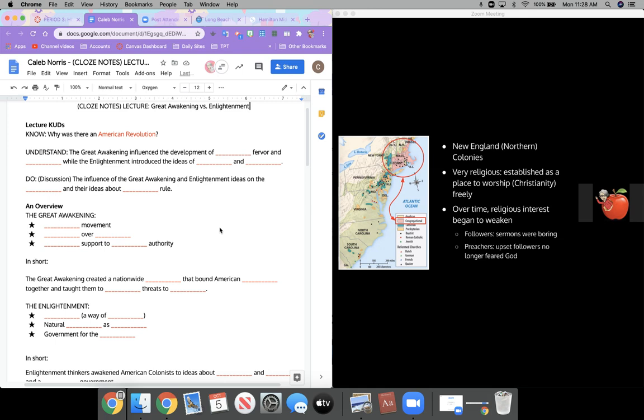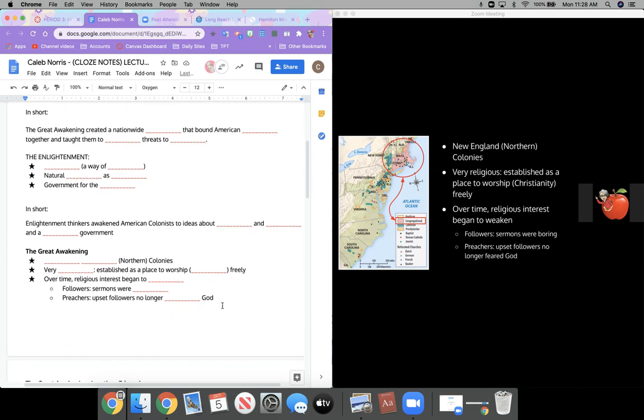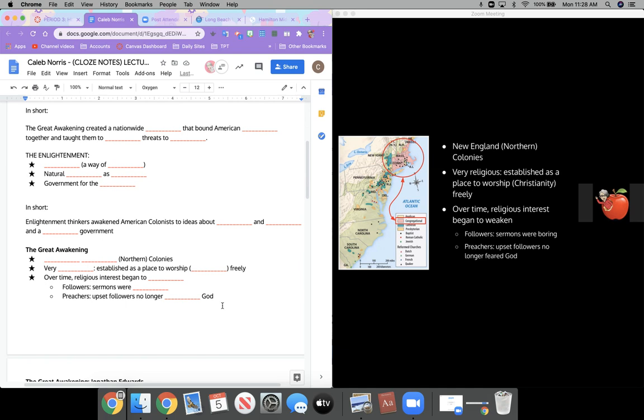The preachers started to get upset because they were seeing that their followers were no longer in fear of God. They couldn't use that as a way to keep them in control. They no longer had a fear of going to hell. They no longer feared that if they sinned, God would be upset, because they didn't really have an interest in the religion in the first place. So this set the stage for preachers to come in and change the way sermons were and get people back into church.